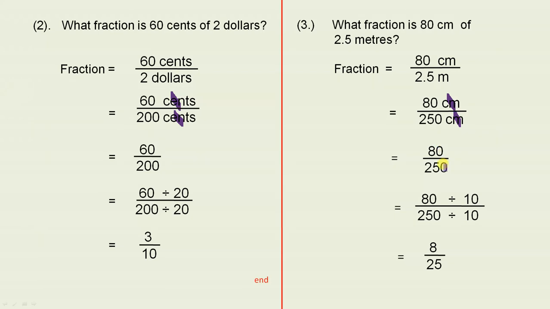So we've got 80 over 250. So we divide the numerator by 10. We divide the denominator by 10. And we get 8 over 25. So 80 centimetres is 8/25 of 2.5 metres.